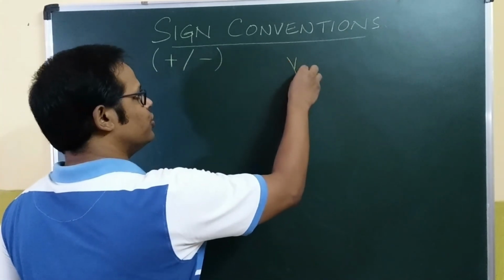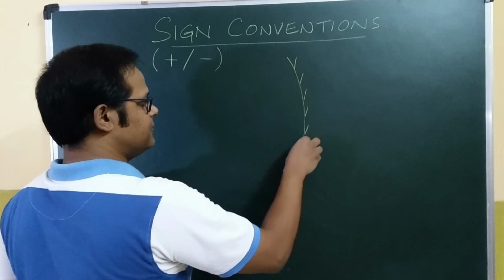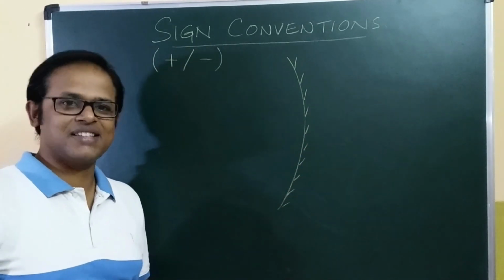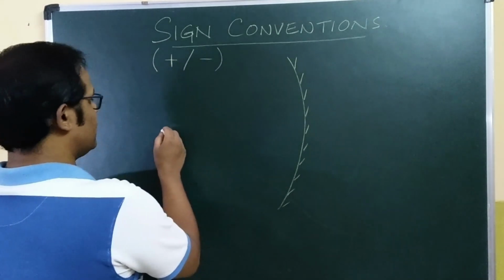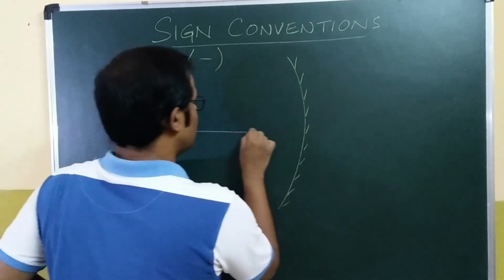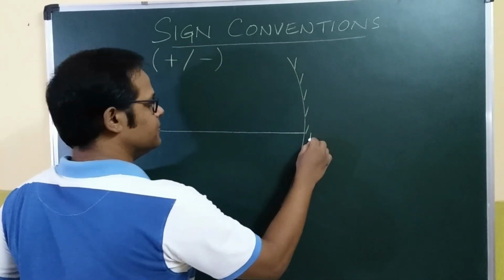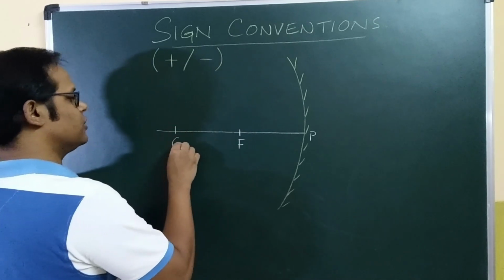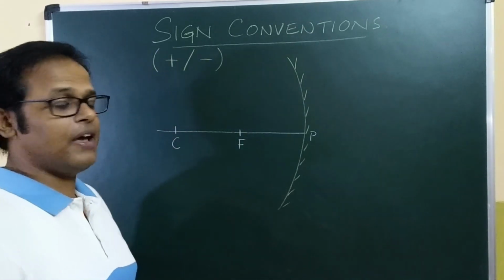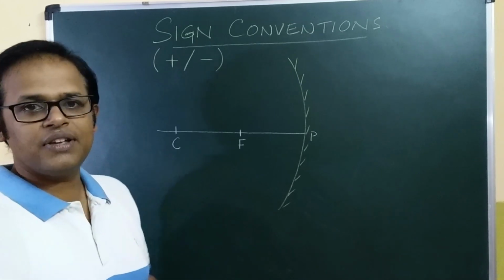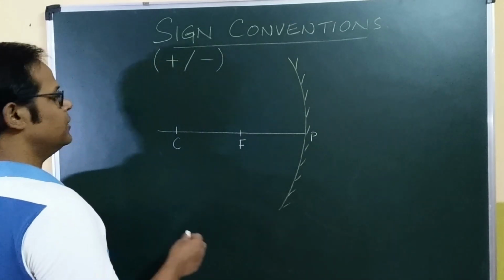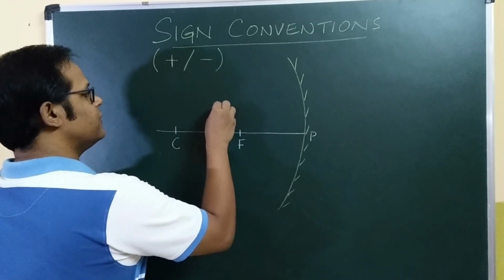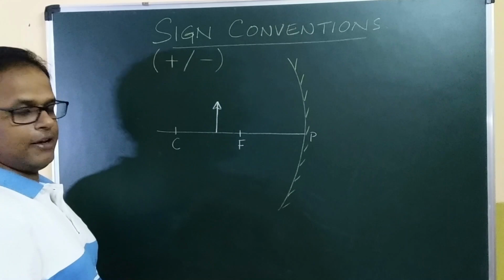Here I am trying to show you a concave mirror, and we'll learn how to apply the signs. Let me quickly draw a ray diagram for a particular position of an object. This is valid for any position of the object, but just to illustrate, I'd like to show you the various sign conventions. Suppose I choose the position of the object as standing between C and F.